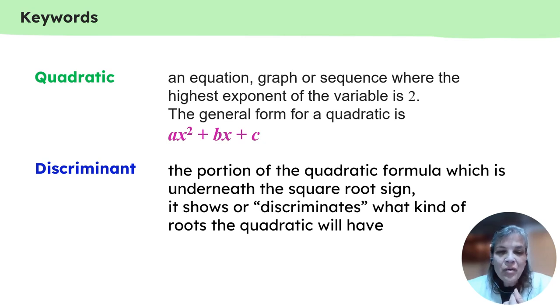We remember that a quadratic is anything where the highest index on x is squared. And we have solved quadratic functions in various different ways. And the portion of the quadratic formula which is underneath the square root sign is the part that shows, or discriminates, which is another word for that, what kind of roots a quadratic will have.